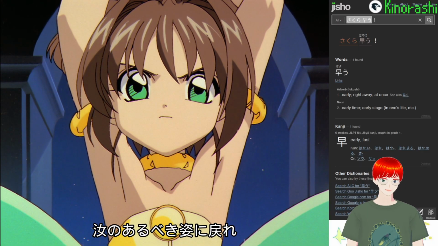Nanji o arubeki sugata ni modore. Return to your original form.